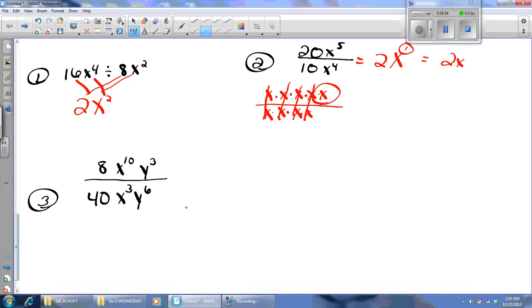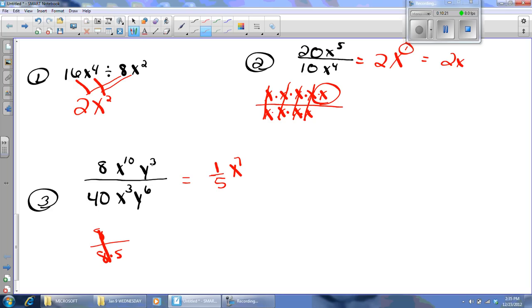Okay, last one. And then we'll let you go for today. Okay, I'm going to have 8 over 40. Well, 8 over 40 is the same as 8 over 8 times 5, isn't it? 5 times 5 is 40... Those cancel. I'm going to get 1/5, right? And x to the 10th divided by x cubed is going to be x to the 7th.